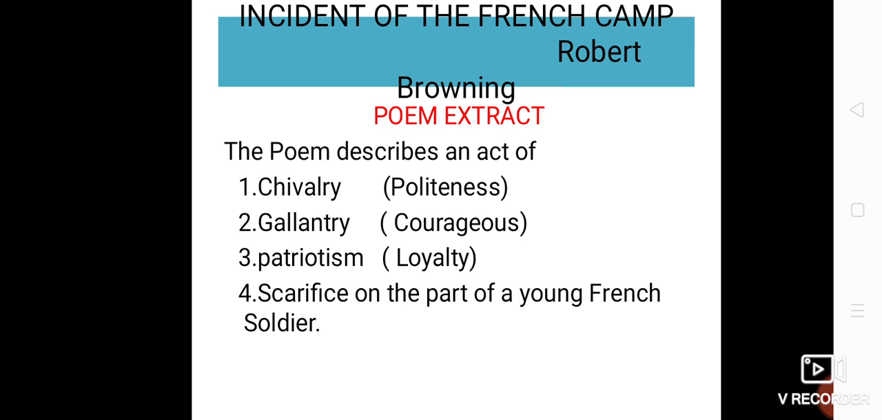In this session, you are going to learn unit number 6, the poem. The name of the poem is Incident of the French Camp, written by Robert Browning.